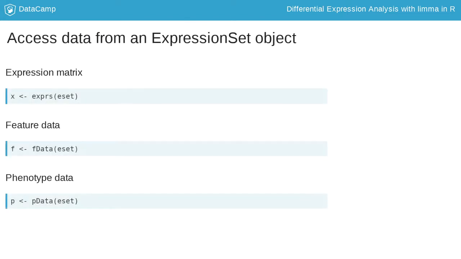If you have data in an ExpressionSet object, you will want to access specific parts of the data to perform different analyses, such as visualization. To do this, you can retrieve the expression matrix with the function exprs, the feature data with fData, and the phenotype data with pData.